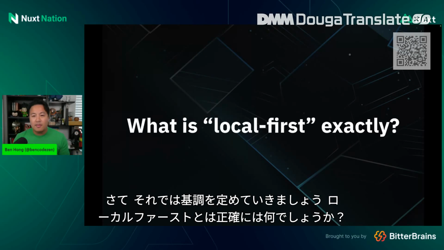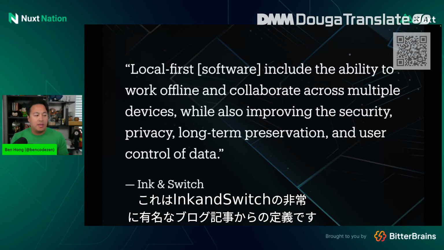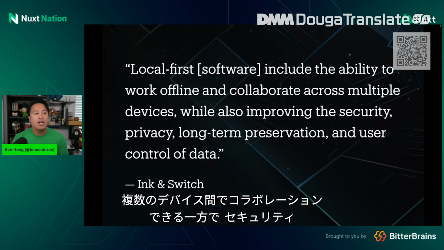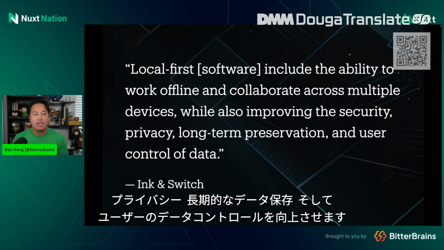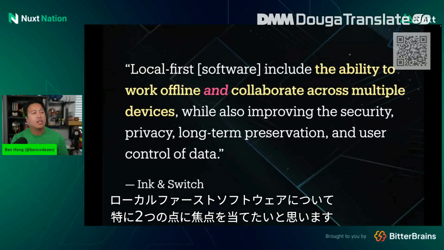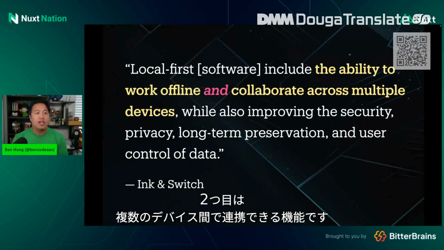All right, so let's start by setting the tone, shall we? What exactly is local first? Basically, this is a definition from a very popular blog post by Ink and Switch. It reads, local first software includes the ability to work offline and collaborate across multiple devices while also improving the security, privacy, long-term preservation, and user control of data. Now that is a mouthful, right? So I want to focus on two specific things: local first software is about the ability to work offline, and two, the ability to collaborate across multiple devices.